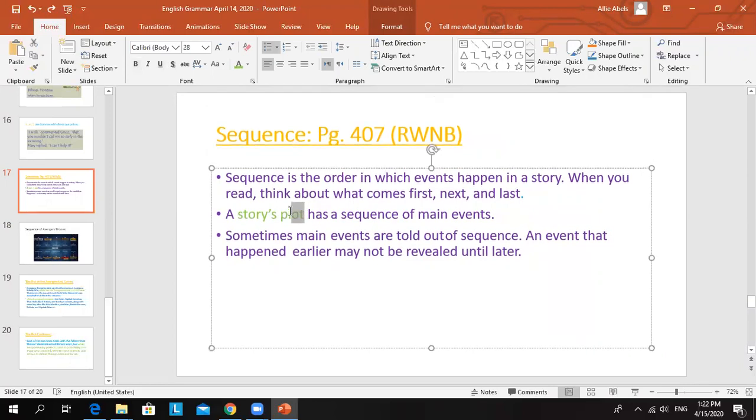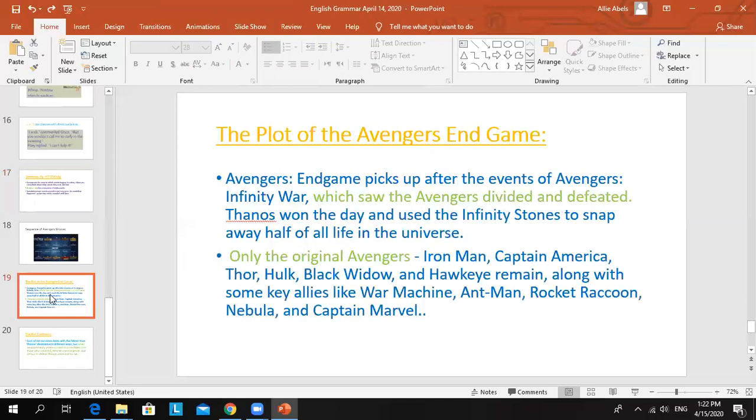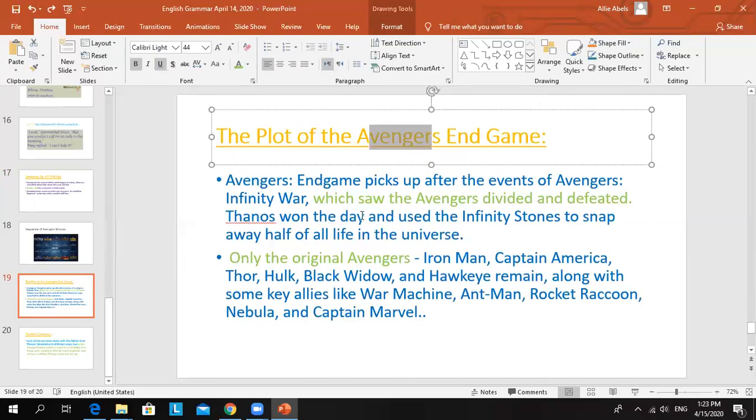And a story plot is basically a sequence of events that is in order, and that is what a plot is. So if you want to know what the story's plot is, or any story or a movie's plot is, it's basically the most important events from the start to the finish. From start to finish, all the important and main parts of the story or the movie we're watching. And I've written the plot of a particular movie, the Avengers Endgame, as an example of a plot.